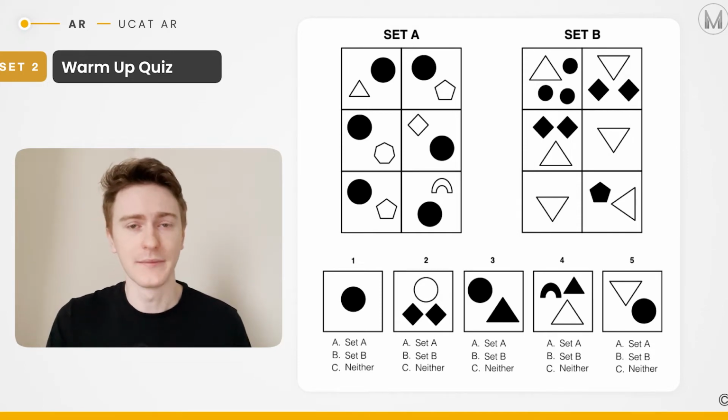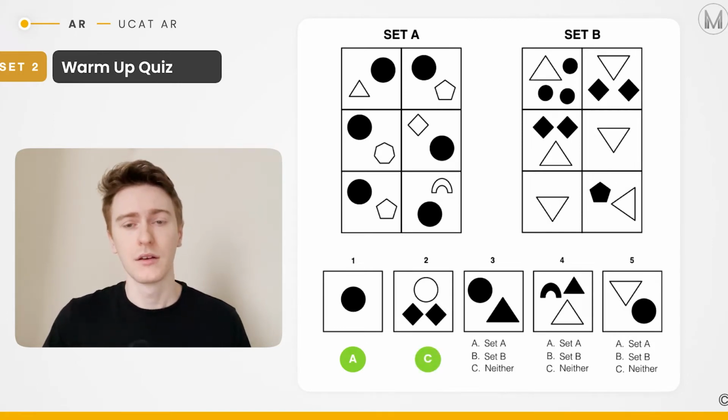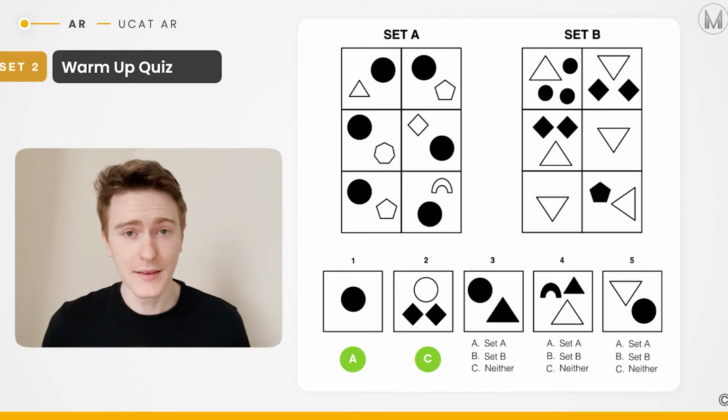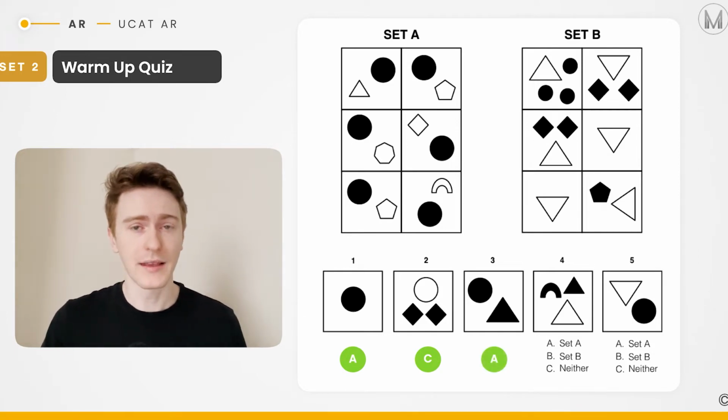We can see that number 1 belongs in set A, it has that black circle. Number 2 belongs in neither, it has a white circle and no white triangles, so it doesn't fit either set. Number 3 belongs to set A, it has a black circle.